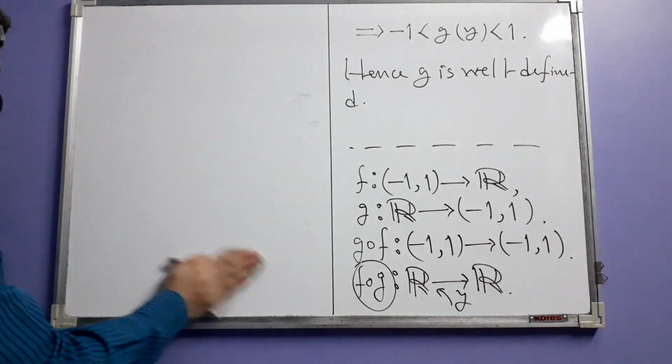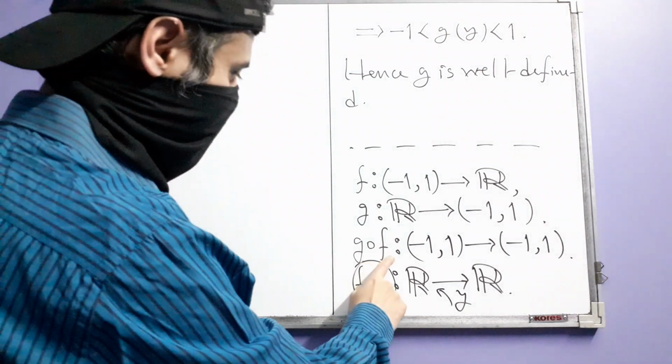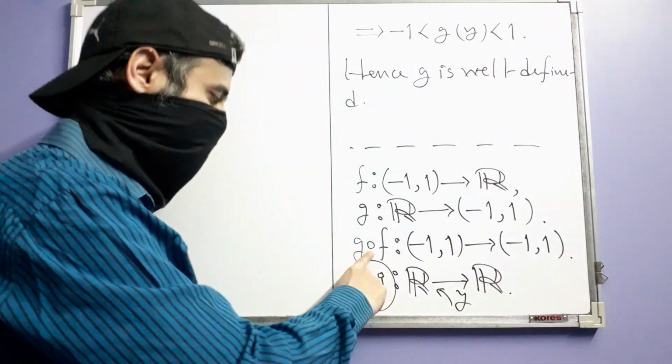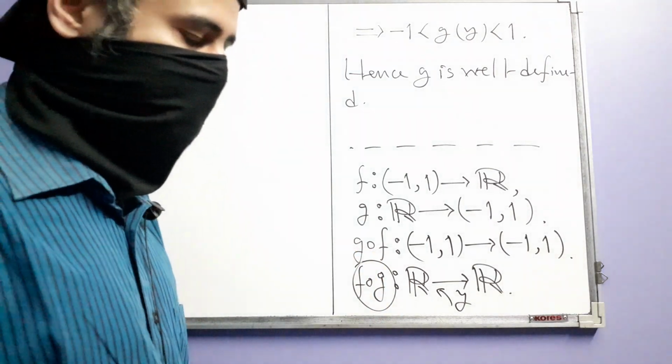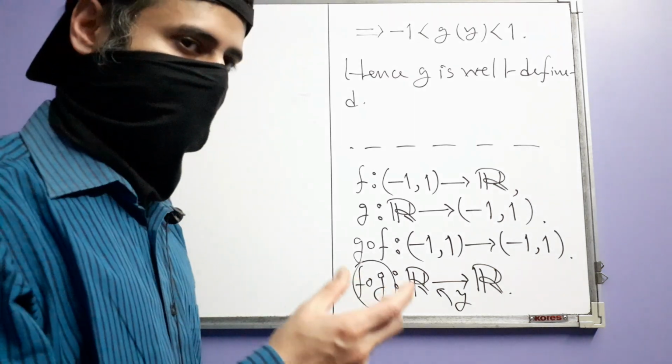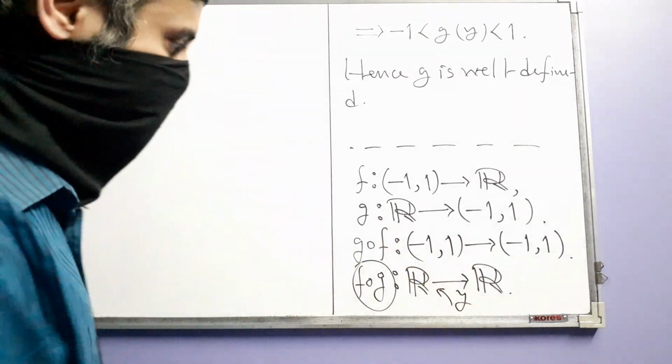What I said moments ago about interpreting composition as multiplication, this interpretation comes from your group theory.